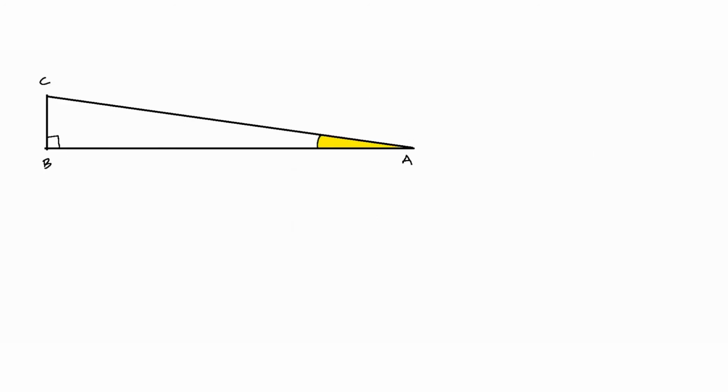So let's consider this triangle ABC and let theta be angle A. So this is the angle under consideration, or angle of reference. Now with respect to theta, I know that BC is the opposite side. Then AB is the adjacent side. And AC forms the hypotenuse.